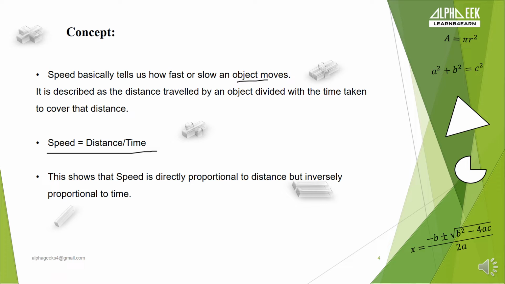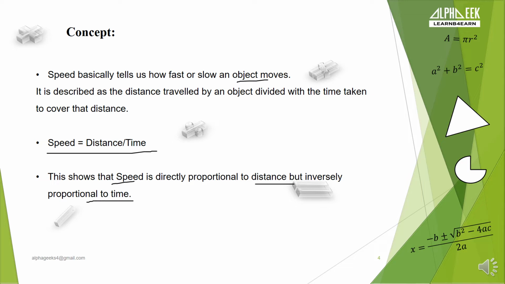So if the distance is in kilometers and time is in hours, the unit of speed will be kilometer per hour. And if the distance is in meters and time is in seconds, then the unit of speed will be meter per second. This equation shows us that speed is directly proportional to distance and inversely proportional to time. So remember this, because sometimes in numericals we are asked to directly proportionate the distance and the time given.